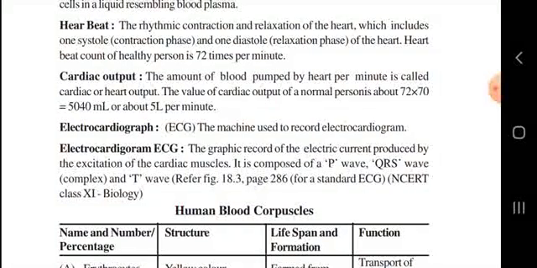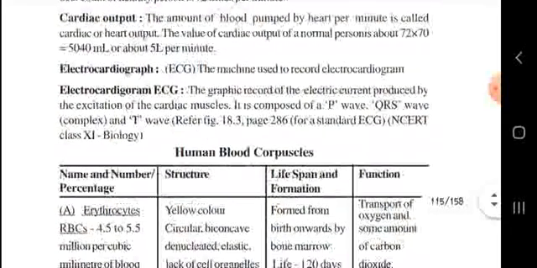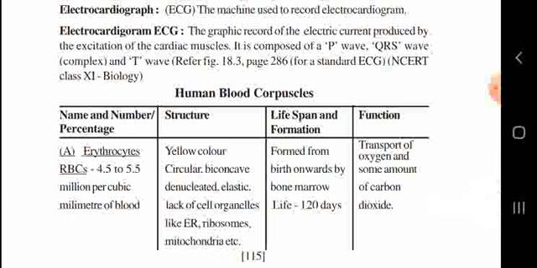Next is electrocardiography, the machine used to record the electrocardiograph. The electrocardiograph is the graphical record of the electric current that is produced by the excitation of cardiac muscle. It is composed of a P wave, QRS wave and T wave. So the electrocardiogram, ECG, is the graphical record of the electric current produced by the excitation of cardiac muscle, showing how the cardiac muscle excites for contraction and relaxation. You may have learnt about the electrocardiogram sometimes.